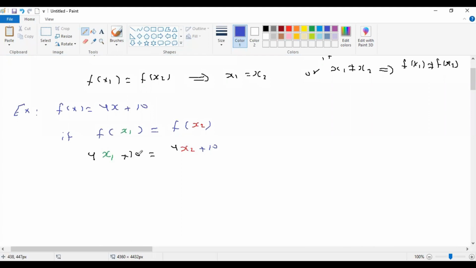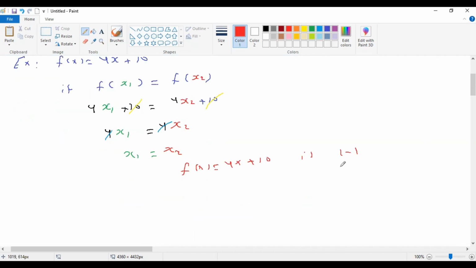Okay, so now subtract 10 from both sides, which is 0. So then we have here 4x1 equal to 4x2. Divide by 4 on both sides. So then we have here x1 is equal to x2. That means the function f of x equal 4x plus 10 is one-to-one.